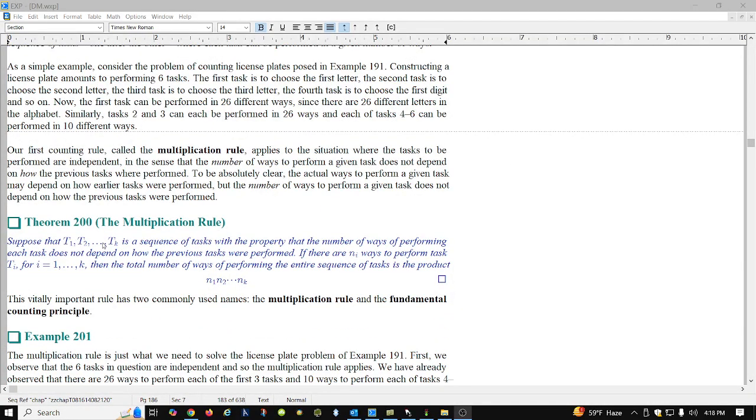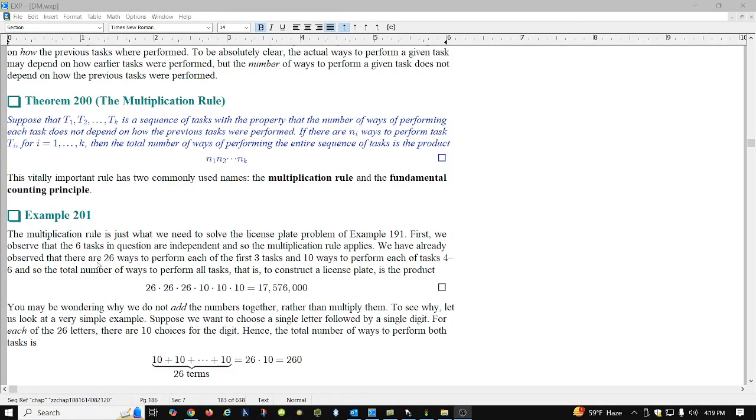Here is the multiplication rule in all its glory. Suppose that T1, T2 up to Tk is a sequence of tasks with the property that the number of ways of performing each task does not depend on how the previous tasks were performed. In other words, the outcomes of the previous tasks. If there are n sub i ways to perform task T sub i, where i ranges from 1 to k, then the total number of ways of performing the entire sequence of tasks is the product, n1 times n2 up to nk. This is called the multiplication rule because you multiply. It's also called the fundamental counting principle, which should give you a hint that this is, well, fundamental. It's very important.